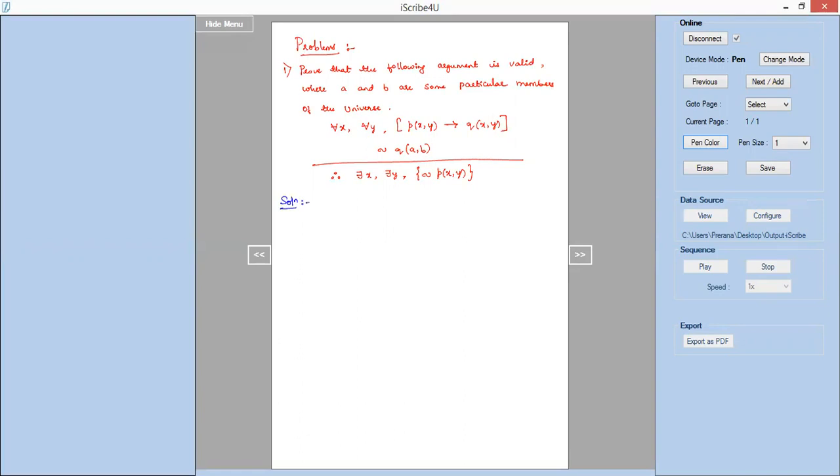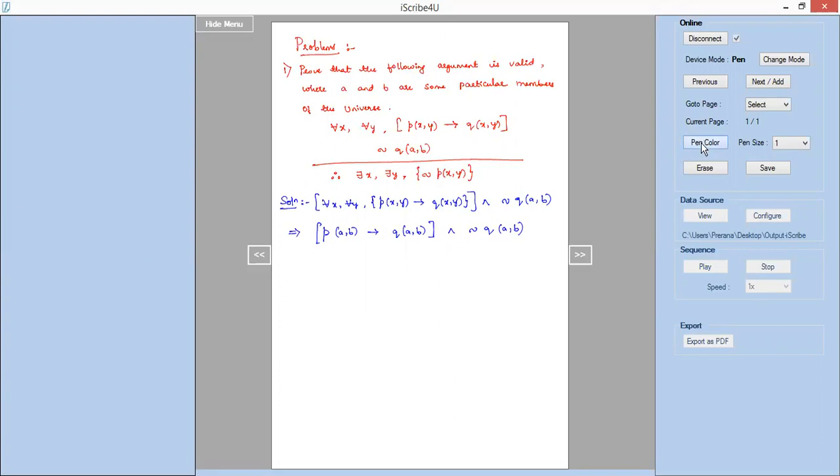We take AND between the premises first. So for every x, for every y, p(x, y) conditional q(x, y), and negation q(a, b). This implies for us, since the first bracket is true for every x, for every y, I can apply it for a, b also. So we write it as p(a, b) conditional q(a, b), and negation q(a, b) I will write down as it is.